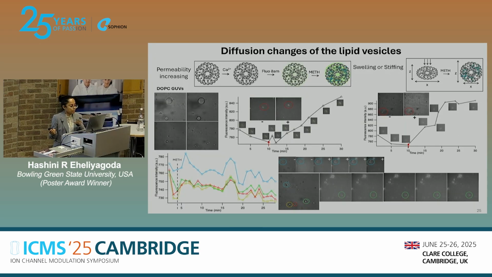And this is the giant unilamellar vesicles. You can see the calcium. We saw the calcium permeability is higher when the methamphetamine is involved, because it can disrupt the integrity of the lipid vesicle. If you think of this lipid vesicle as a 3D ball, when only the lipids are there, it's just swelled. But when the small molecules get into the lipid bilayer, they make it stiff.